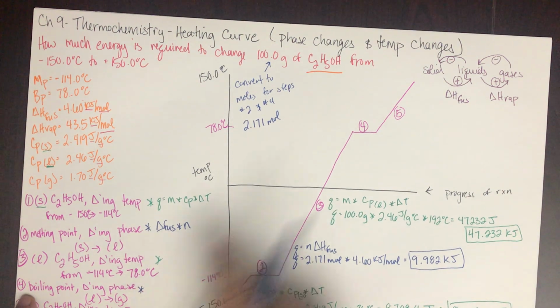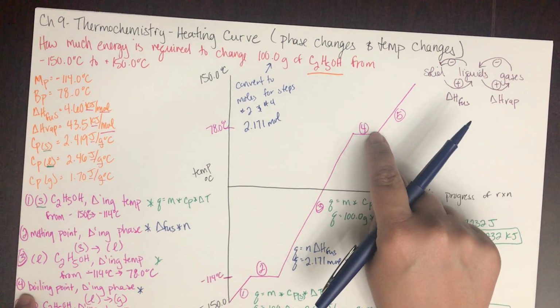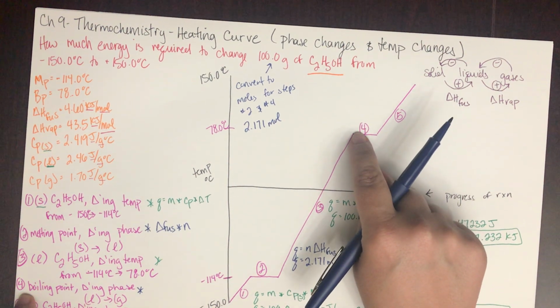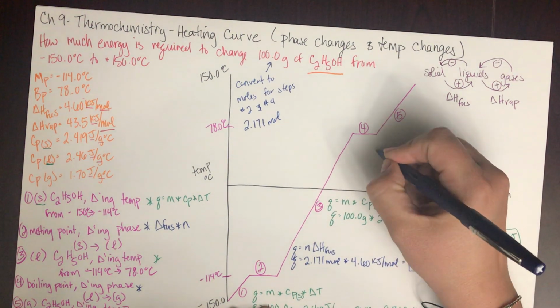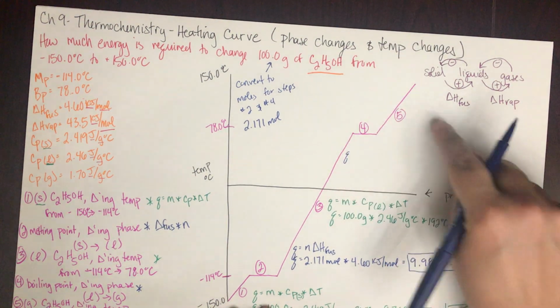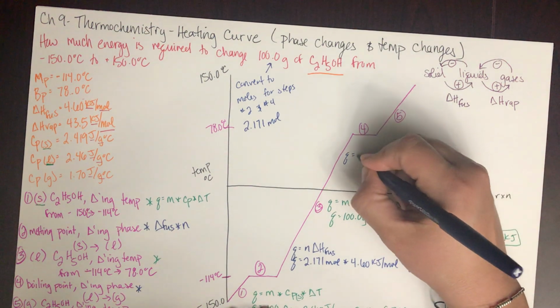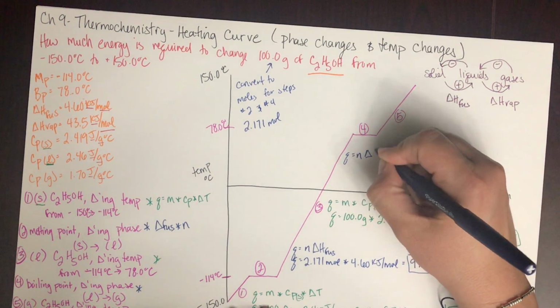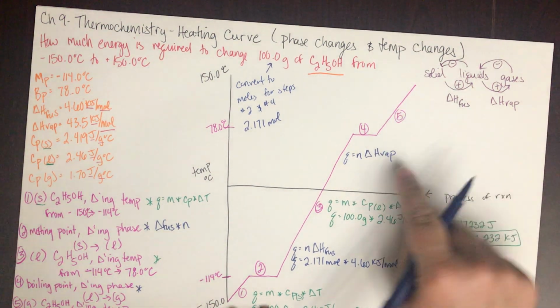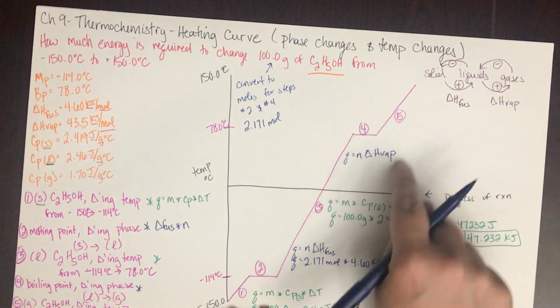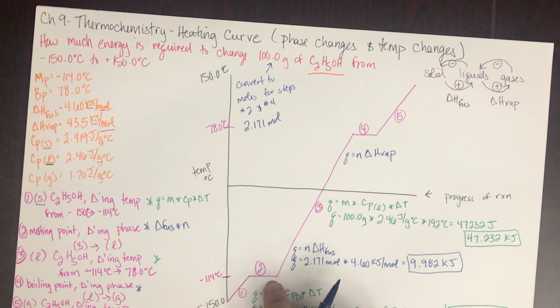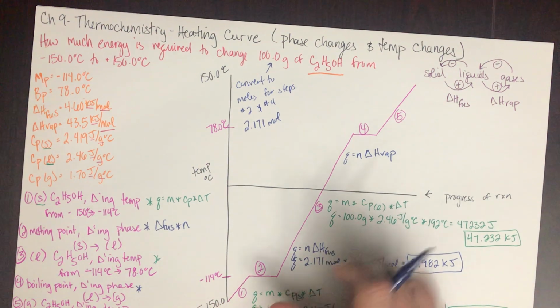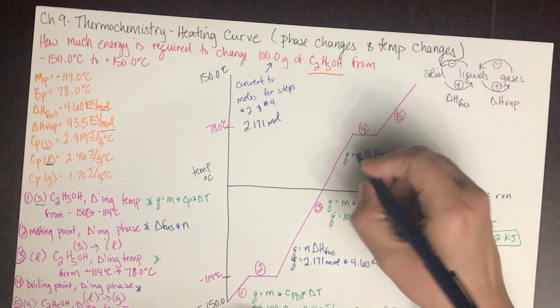So what's happening at step 4 is I'm just changing the state. I'm changing the state from liquid ethanol to gaseous ethanol. So I'm going to put it down here just so I have space. Q equals the number of moles times the heat of vaporization, because we're going from a liquid to a gas, so we use the heat of vaporization here. Here we're going from a solid to a liquid, so we use the heat of fusion here. So just pay attention to what's happening.